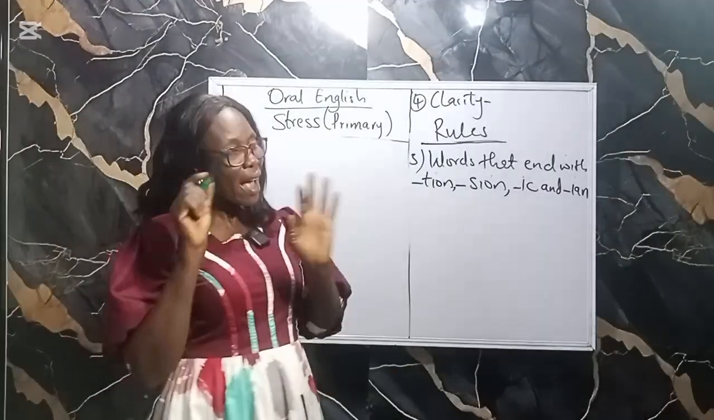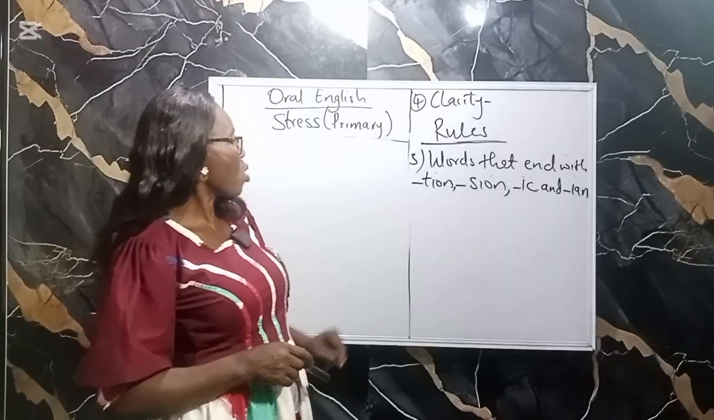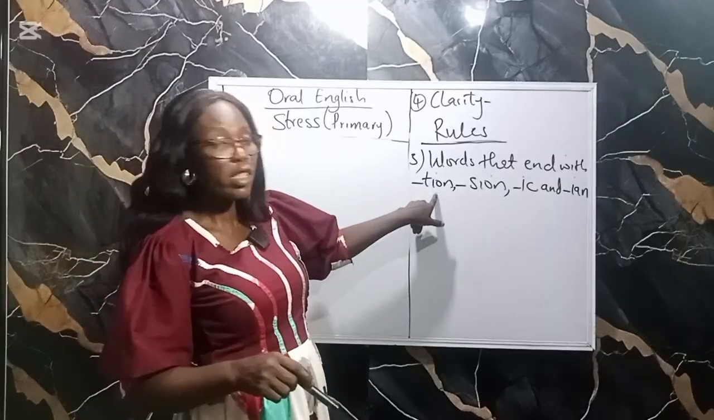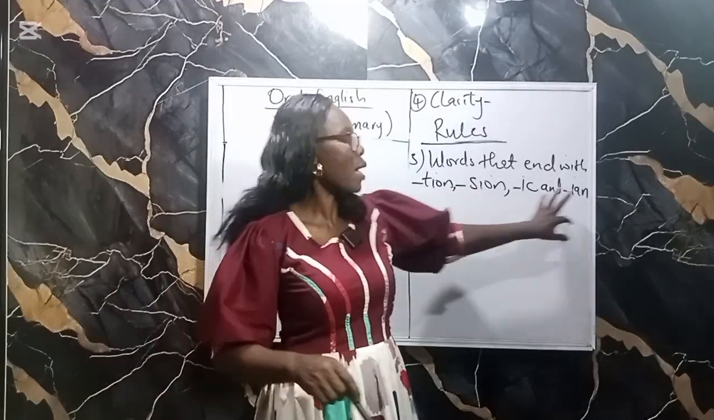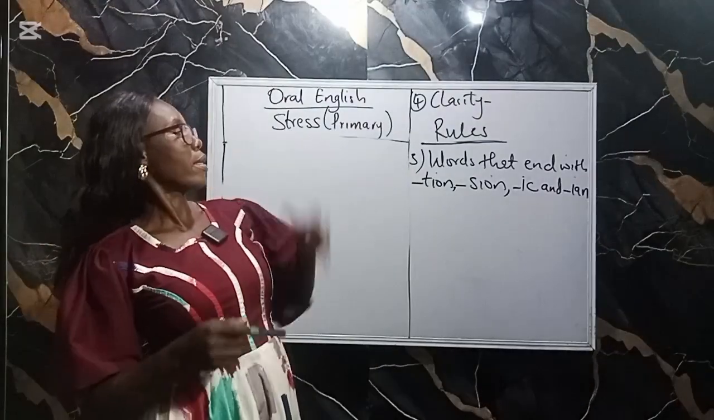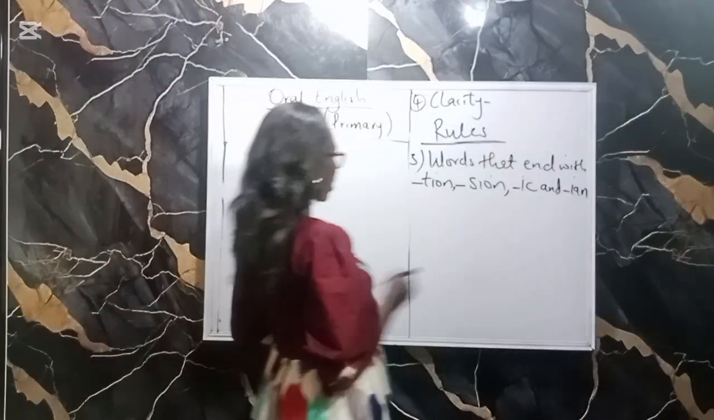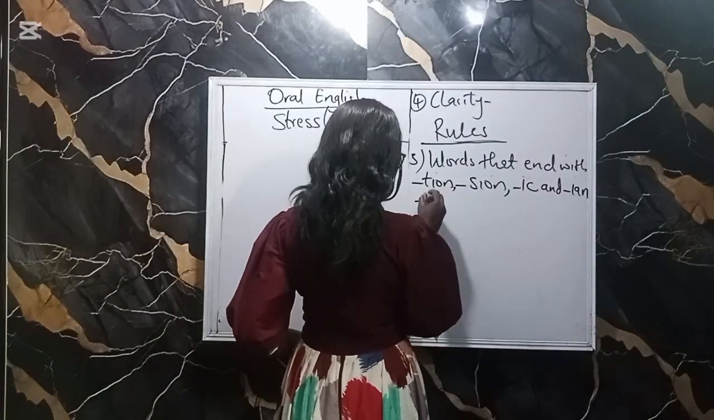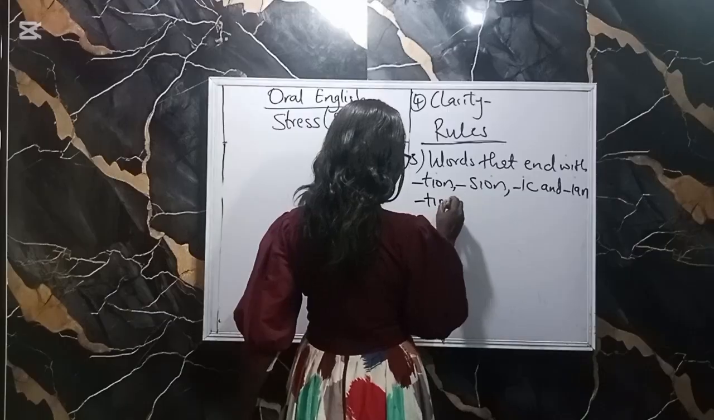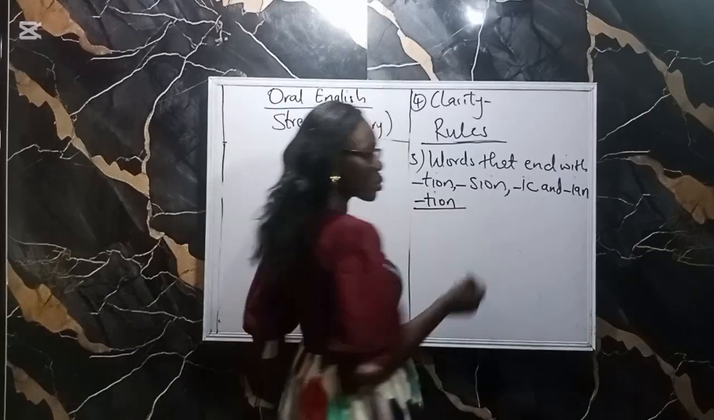That is, a word that ends in tion will be stressed on the syllable before tion. The same thing applies to all of them. Now let's take them one by one and give examples. Okay, so we are starting with tion. What are the words that end with tion?